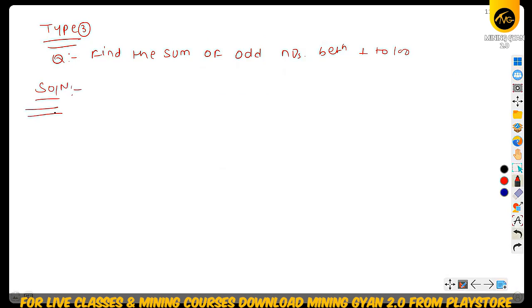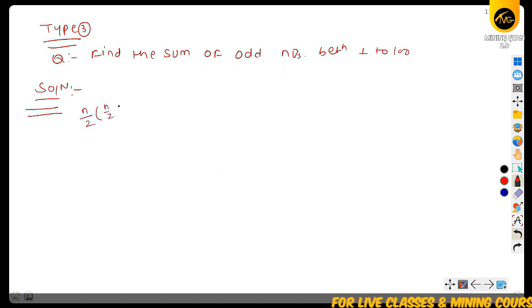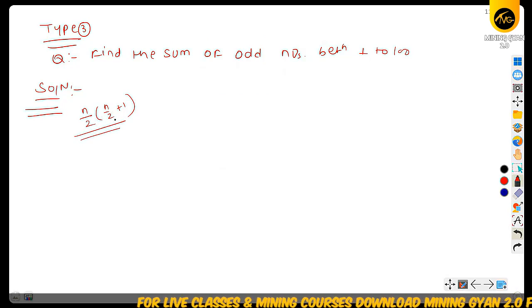Okay, the previous question was basically the sum of even numbers between 1 to 100. Now this time we have the sum of odd numbers between 1 to 100. In the previous case, to find the even numbers between 1 to 100, we used n divided by 2, times n divided by 2 plus 1. This was the formula to find the even numbers between 1 to 100 or 1 to 15 or 1 to anything. Correct. Now in this case we have the odd numbers to find between 1 to 100.